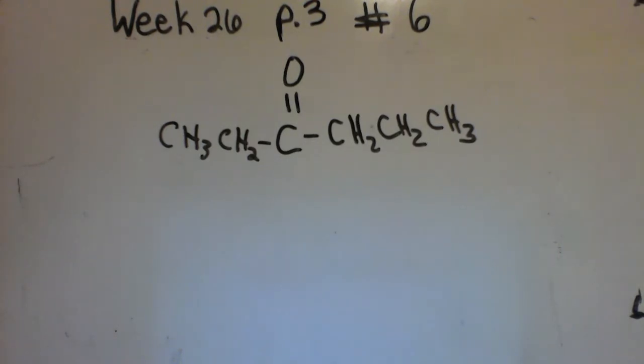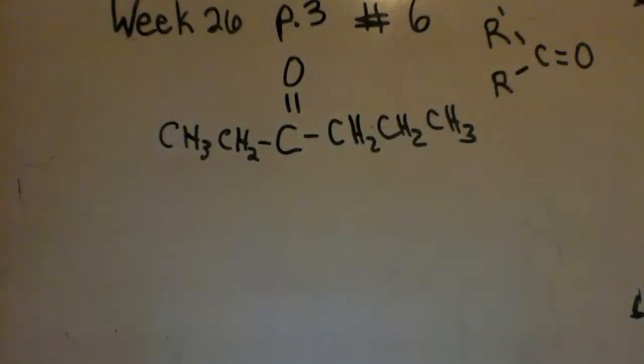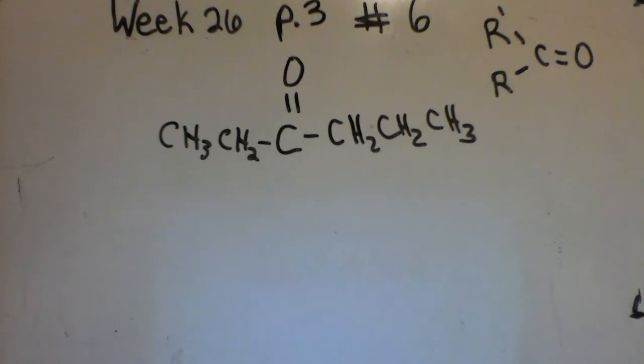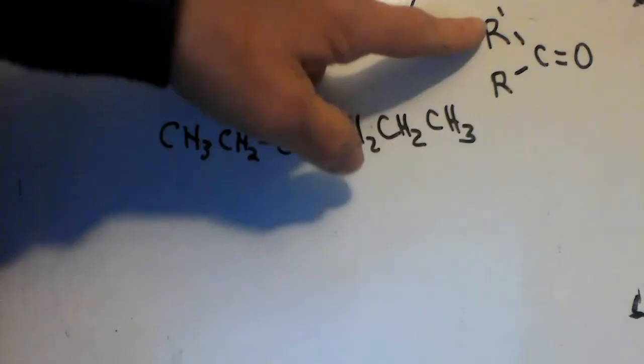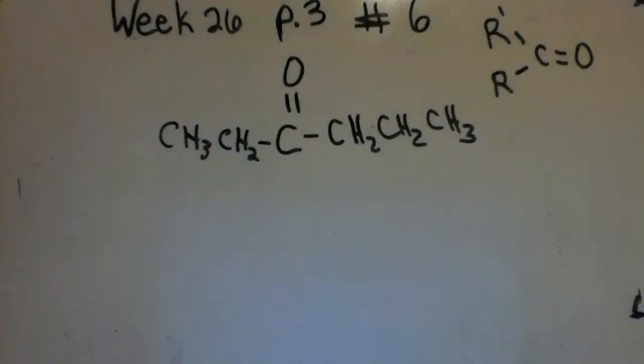The formula they give for this basically shows that there are two different hydrocarbon groups, R prime and R. They could be the same, and they could be different. They're both bonded to the carbon, which is bonded doubly to the oxygen in the carbonyl group.